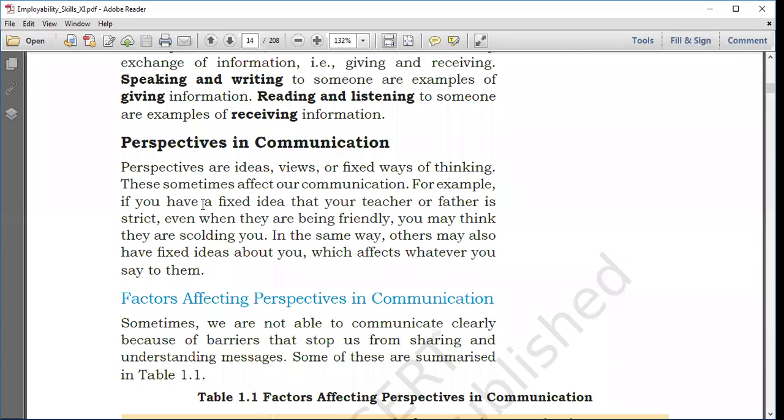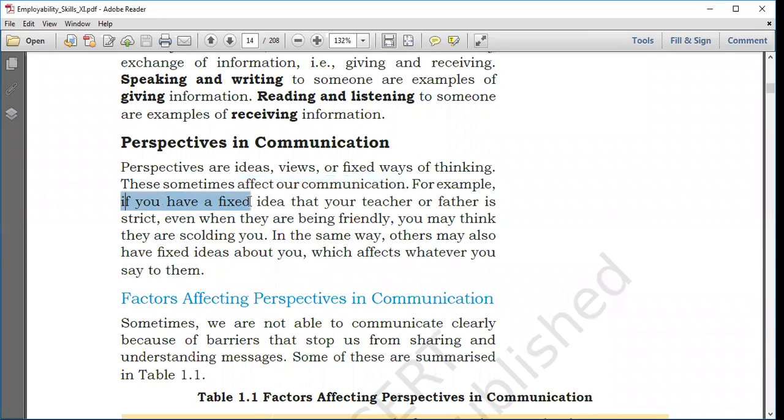Then what are the perspectives in communication? Perspectives means the ideas, views, and fixed ways of thinking, because all these things will affect your communication, right? Whatever idea you have, if your mind is sharp enough to express or find some better ideas, that will also enhance your communication, right?